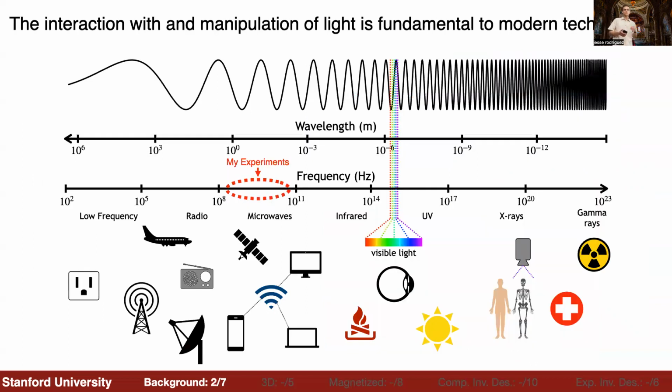So eventually, I would like to perform computational tasks with these devices, and that's what we're working towards. So I'll start by just saying that the interaction with and manipulation of light is fundamental to modern technology. I'm sure all of you are aware. This is just your standard figure of the electromagnetic spectrum. And then the icons on the bottom give you an idea of the different types of technologies that are used in that frequency band of the spectrum. My experiments live in the microwave regime.